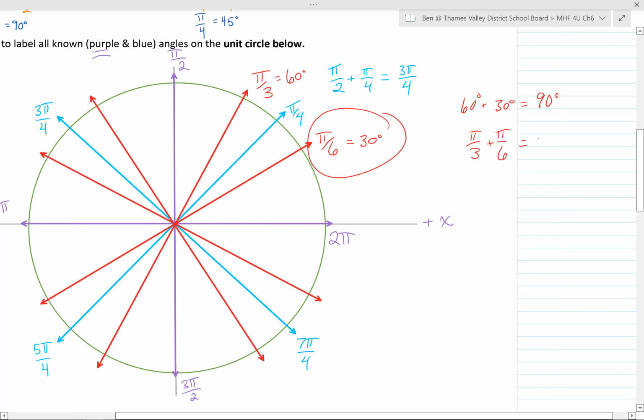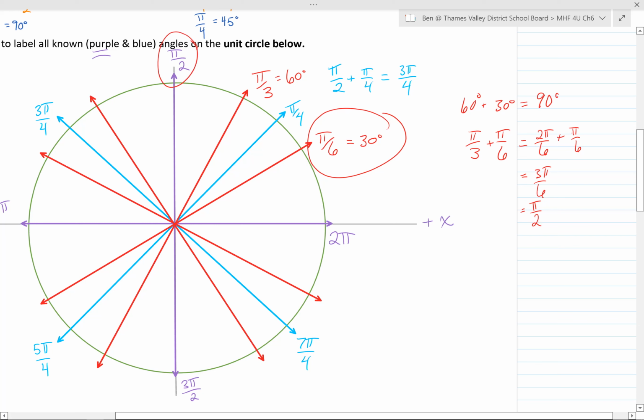Well, pi over 3, that equals 2 pi over 6 plus a single pi over 6. Now we have a common denominator, so we're working with 3 pi over 6. Sorry, folks, my monitor seems to be unbalanced. I'm sure you can hear some rattling in the background here. 3 pi over 6, that equals pi over 2.